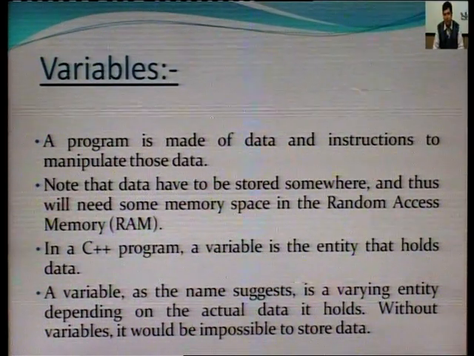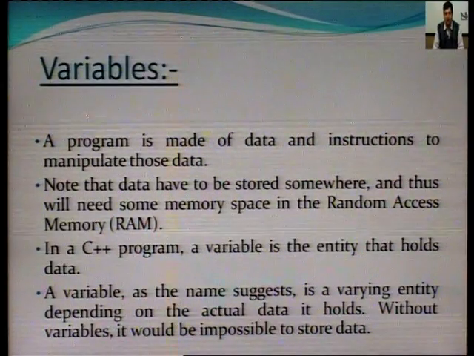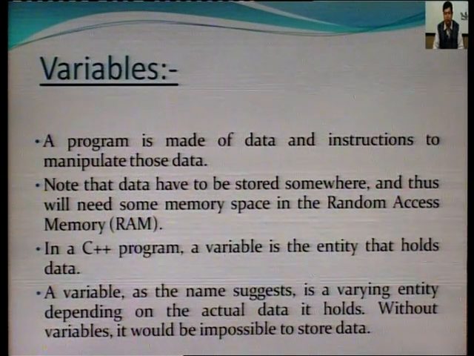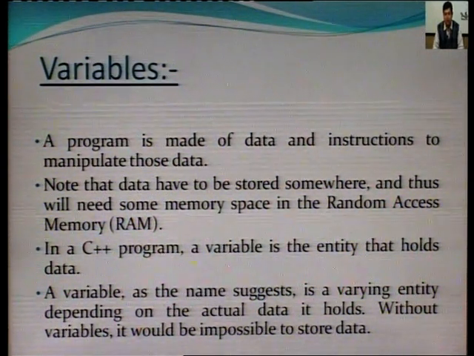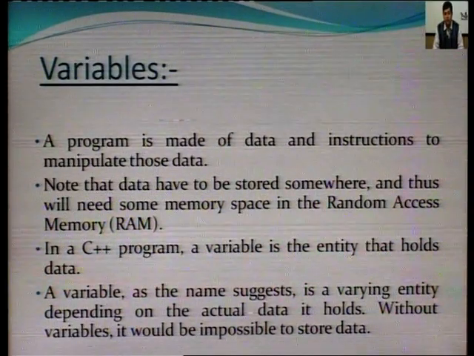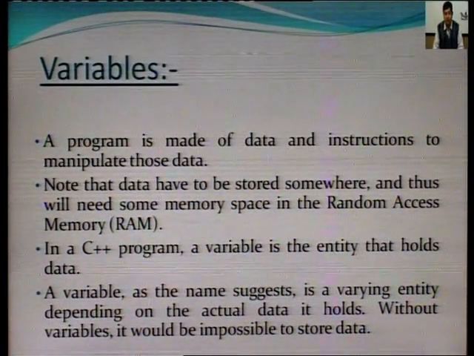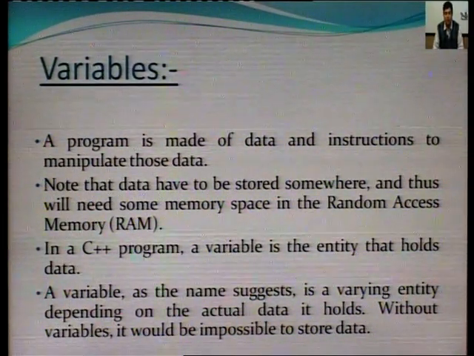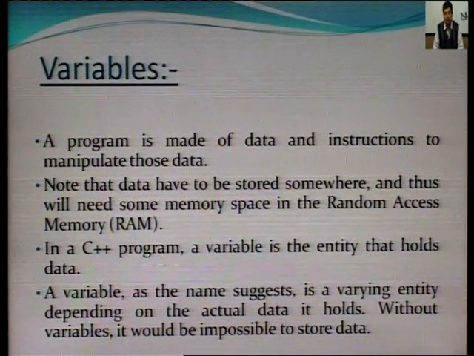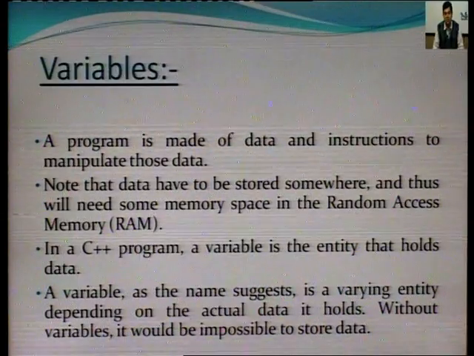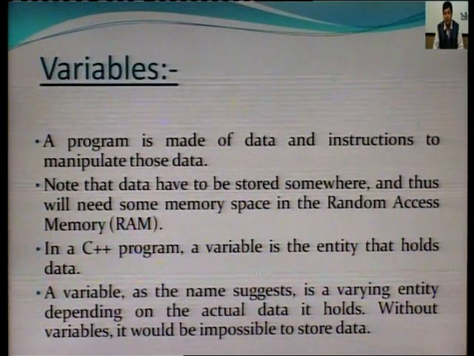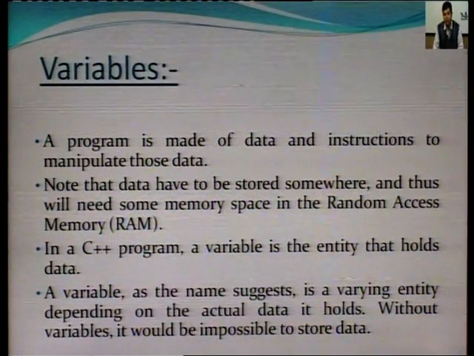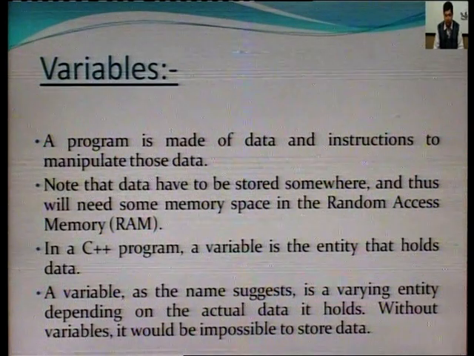We have to declare the data type of the variable before using it: what kind of values we want to store in the variable, what the size of the values should be, and what the life of the variable is. All those things need to be declared and known to the compiler. A variable, as the name suggests, is a varying entity, depending on the actual data it holds. Without variables, it would be impossible to store data.